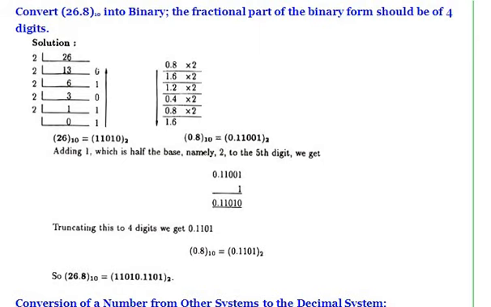The fractional part is 0.8. Multiplied by 2 is 1.6, multiplied by 2 is 1.2, multiplied by 2 is 0.4, multiplied by 2 is 0.8, multiplied by 2 is 1.6. So it is 0.11001. Adding 1 to the 5th digit, we get 0.11010.